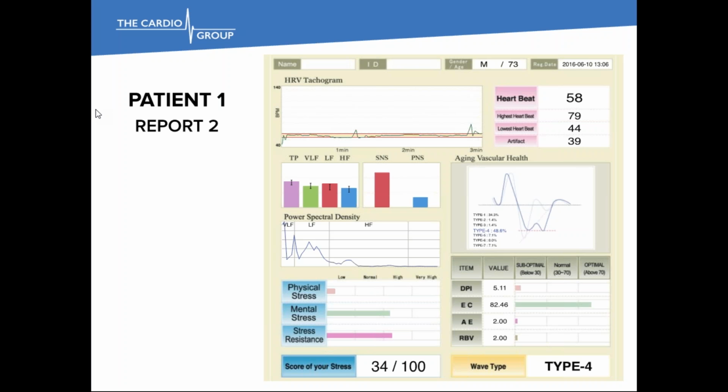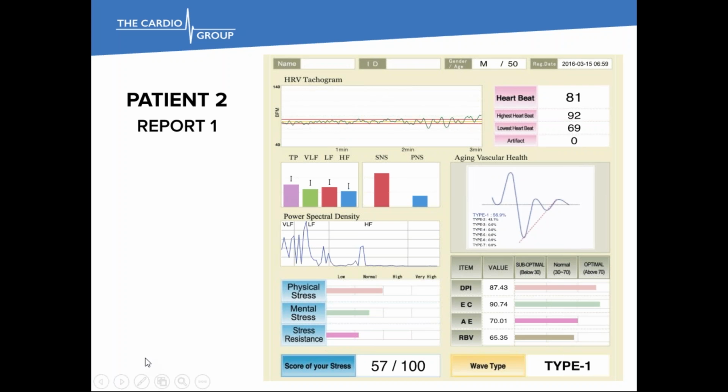When we then go and look at the heart rate, we can see that the average heart rate is 58. The highest peak heart rate is 79, the lowest 44. So there's certainly good range there. But then when we look down and see the artifacts are 39, now my suspicions that maybe this is not a good study are being confirmed. So I would definitely repeat this study and probably wouldn't pay too much attention to the rest of the data until I'd repeated it. I think the take-home message here is that when you have a lot of artifact beats or you see something that doesn't look like it's making sense physiologically, go ahead and repeat the test.